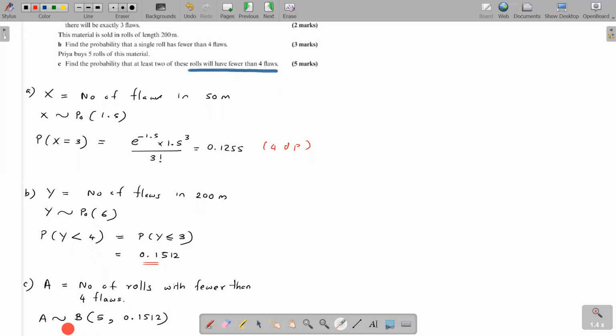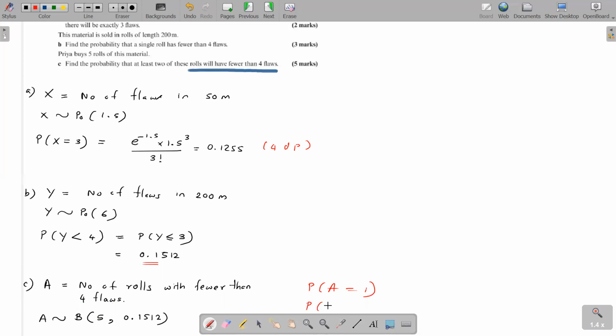So guys, over here in this question, I have a fixed number of trials, that's 5. I have 5 rolls, and I'm going to consider a successful event where the event is defined as a roll with fewer than 4 flaws. So the probability of a successful event, where I have fewer than 4 flaws, is 0.1512. So basically, guys, if probability of capital A equals 1, what does that mean? It means out of the 5 rolls, there is only 1 roll with fewer than 4 flaws. Do you see? Probability of capital A equals 1 means out of the 5 rolls, there is only 1 roll with fewer than 4 flaws.